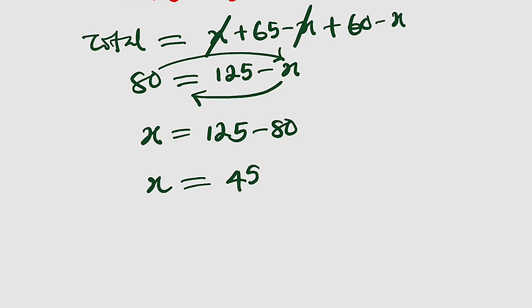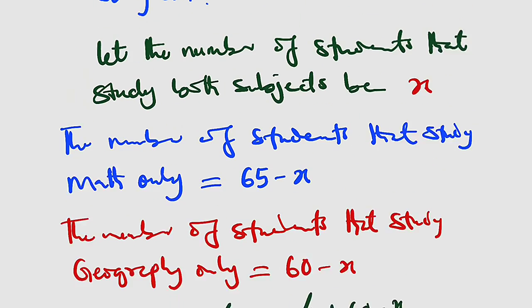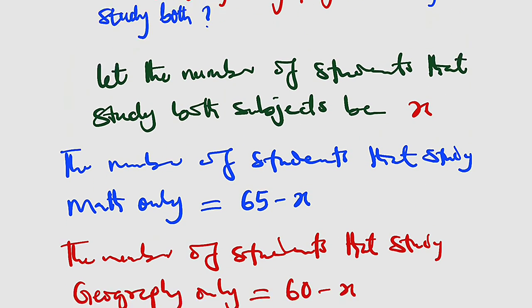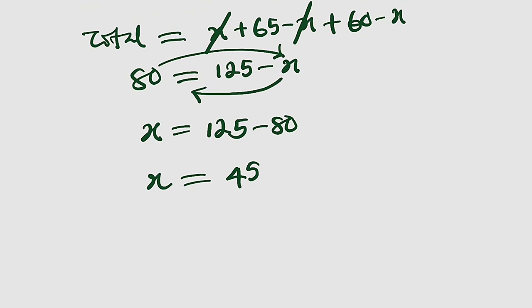So what is this x? Remember, x is the number of students that studied what? Both mathematics and geography. And you are dealing with objective questions. Just look through the options where we have 25 or 45 students. And this is the solution to problem number 10.